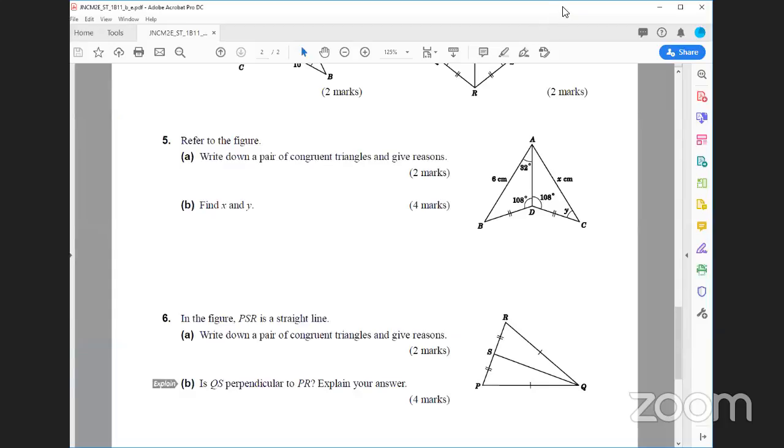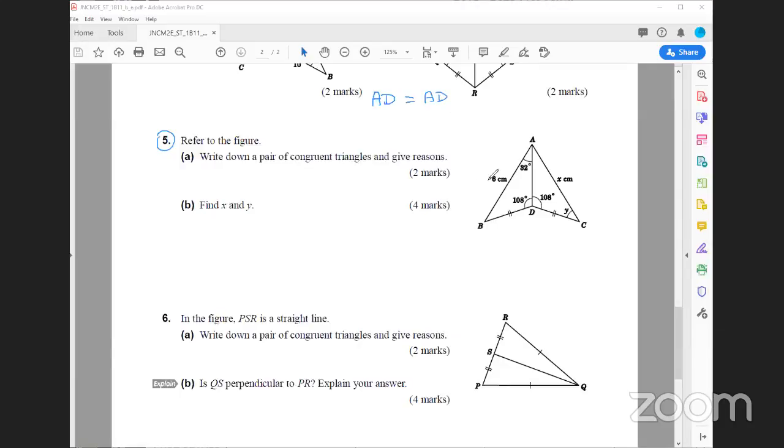Now for this one, you can see there's a pair of angles equal and then a pair of length, right? And then how about AD? AD is the side shared by 2 triangles. Therefore, AD of course equals AD itself. Therefore, for number 5A, if we write the reason in detail, first of all, I have AD equals AD, right?